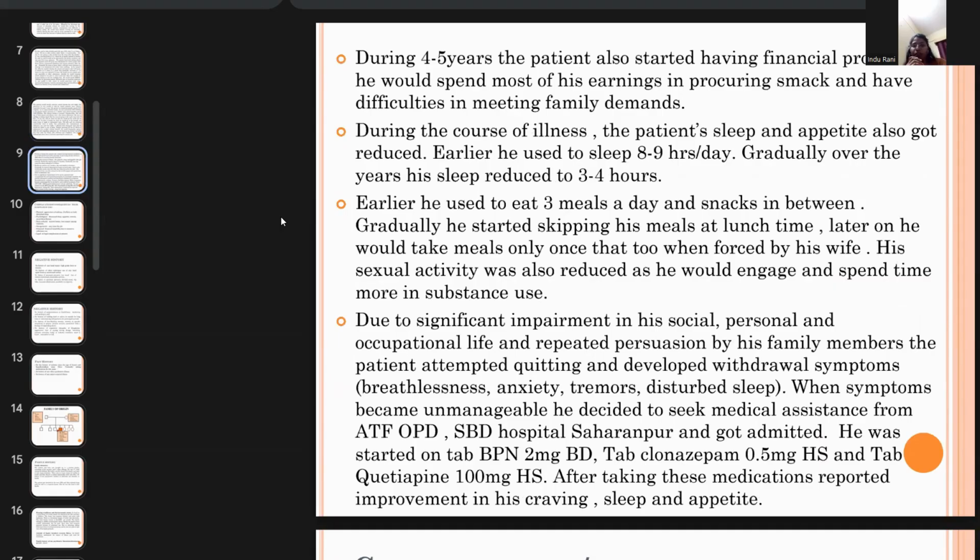During 4 to 5 years, the patient has also started having financial problems as he would spend most of his earnings in procuring smack and have difficulties in meeting family demands. During the course of illness, the patient's sleep and appetite also got reduced. Earlier, he used to sleep around 8 to 9 hours a day. Gradually, over the years, his sleep reduced to 3 to 4 hours.